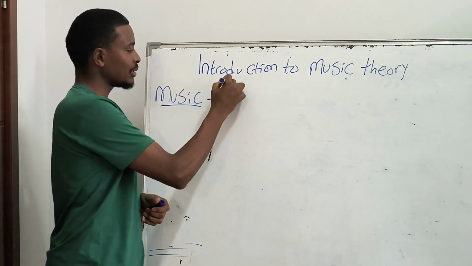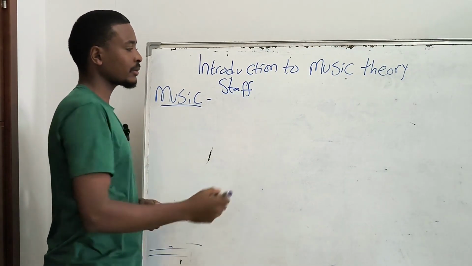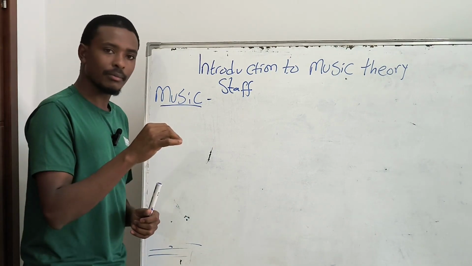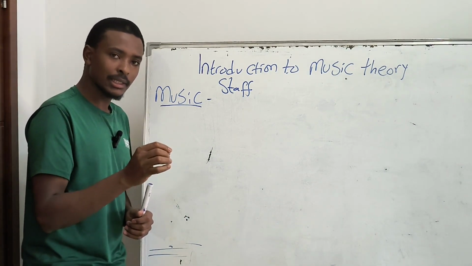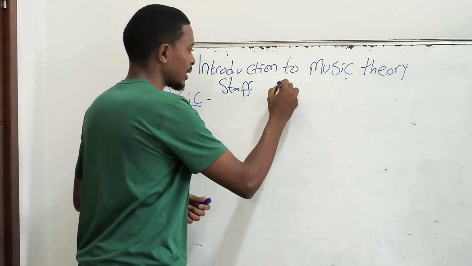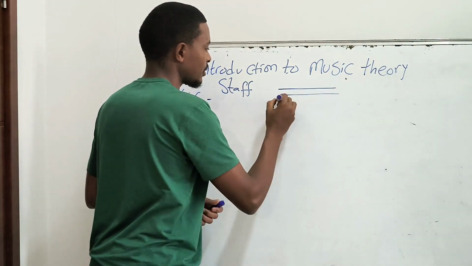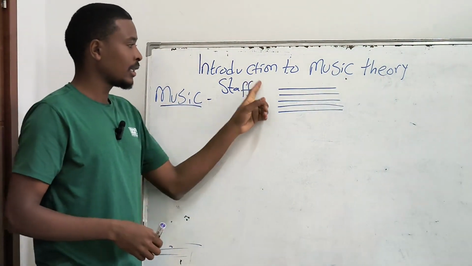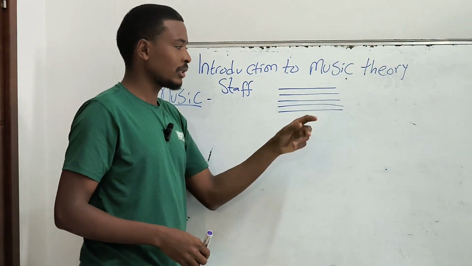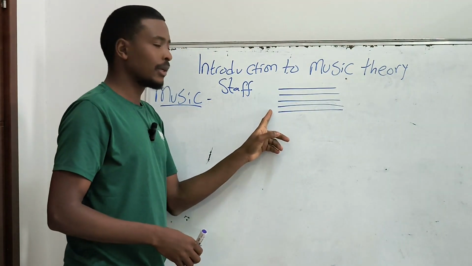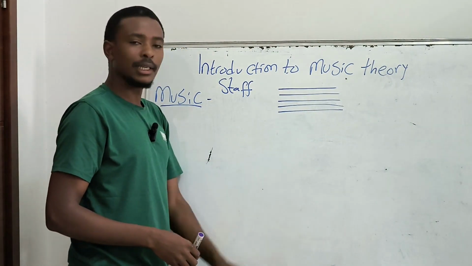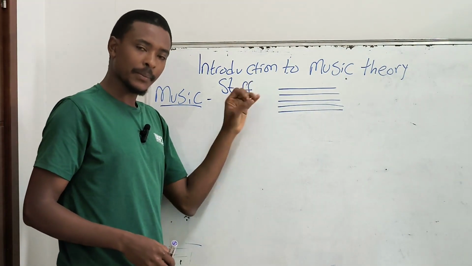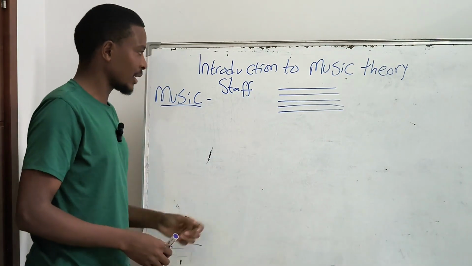So to start with, we are going to start with a staff. So what is a staff? A staff is a set of 5 parallel horizontal lines, like this. 1, 2, 3, 4, and 5. So they have to be horizontal and parallel to each other. Then we are going to have 4 spaces inside the staff. This is where we write our music.